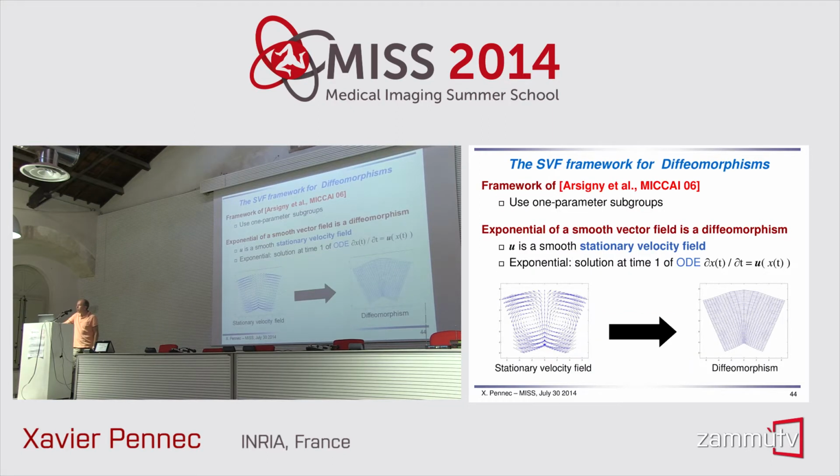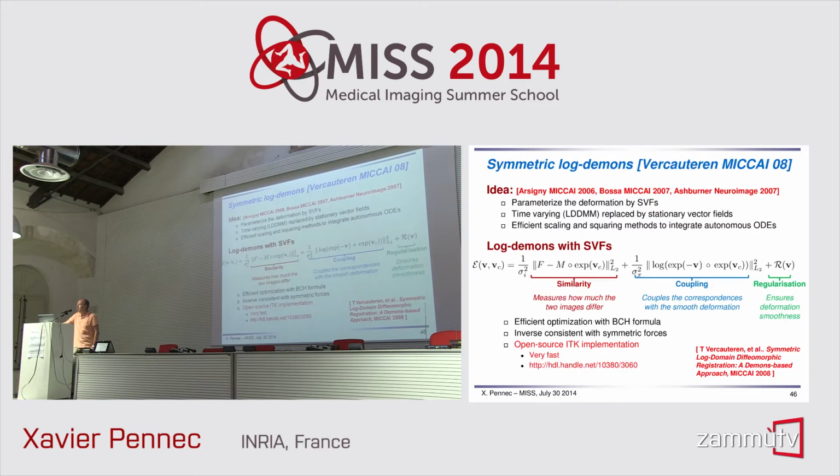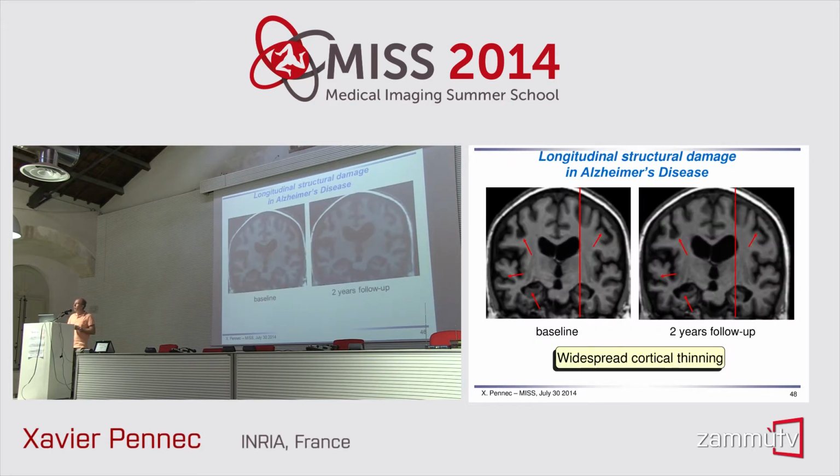I've already shown yesterday how the log-Demons are working, so you should know more or less what it is. We're just parameterizing the deformation by the flow of stationary velocity fields and optimizing this stationary velocity field that best matches the two images. And what we want is to use that for describing the changes in Alzheimer's disease. What you can see is that 2 years apart, there is a big extension of the ventricles. There is a huge decrease of volume of the hippocampus here, and there is a diffuse cortical thinning.